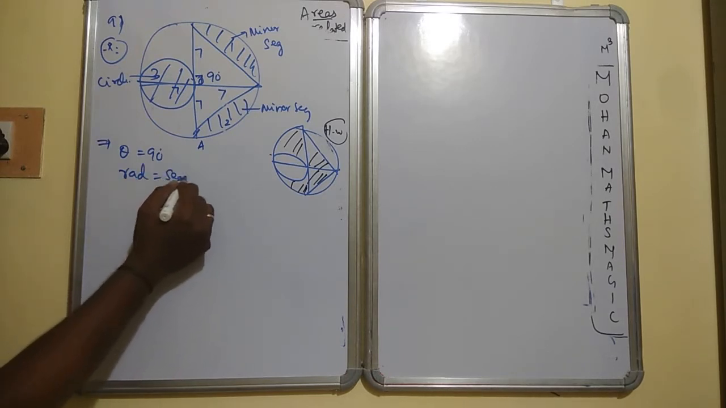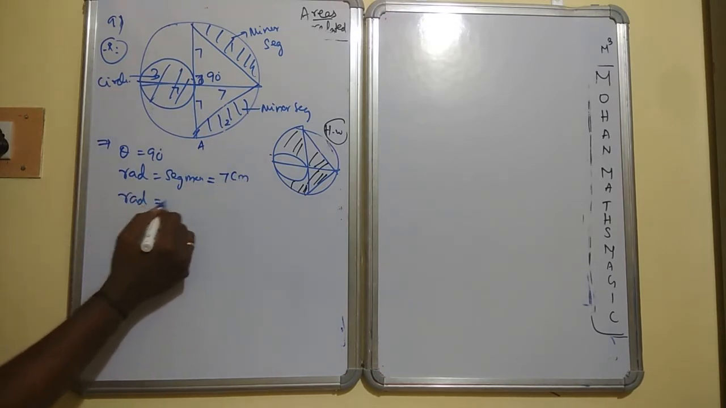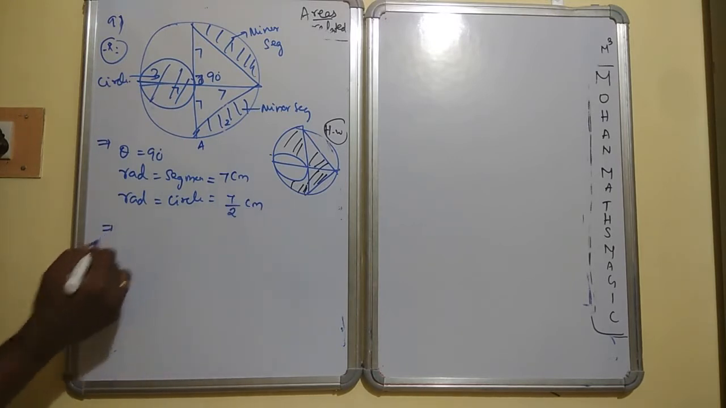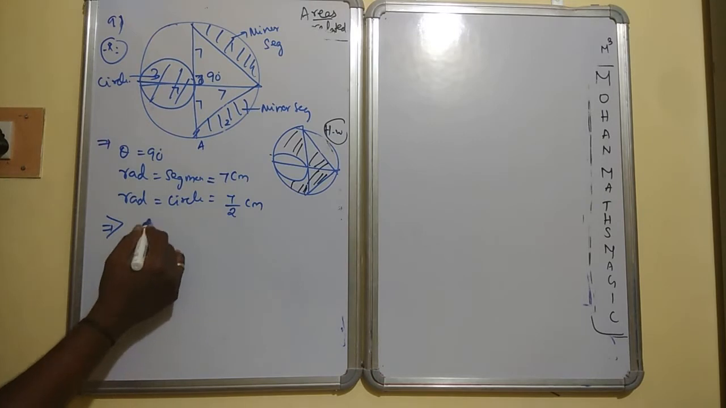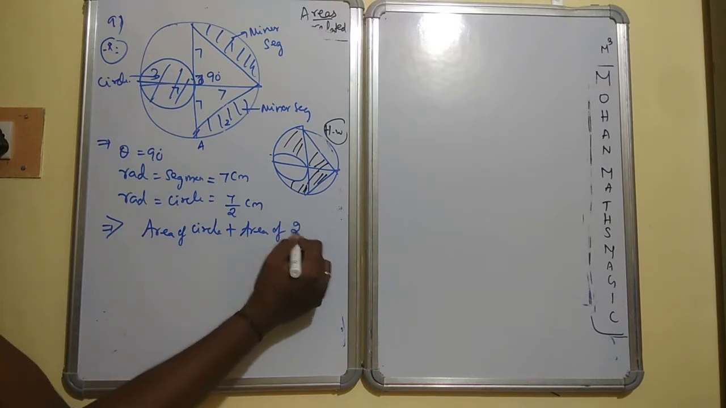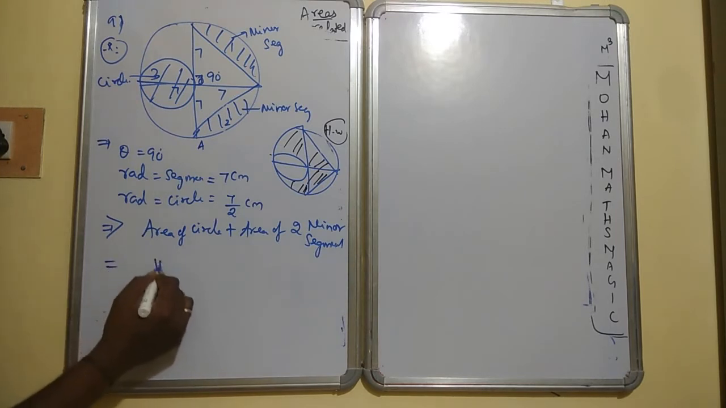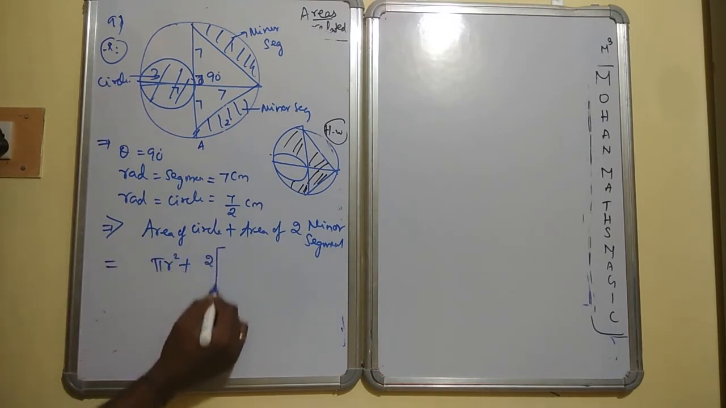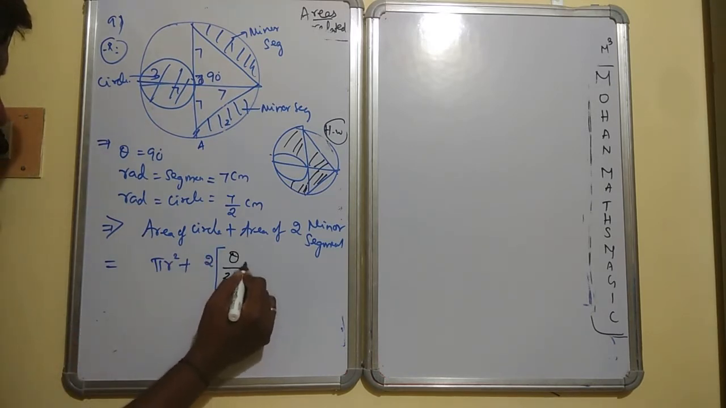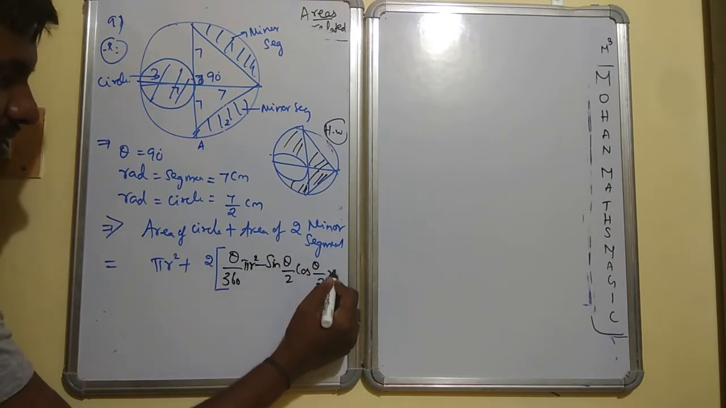Radius for the segment is 7. Radius for the circle: diameter 7, so radius 7 by 2. Therefore, the final area is the area of the circle plus the area of 2 minor segments. Formula: pi r square plus 2 into the minor segment formula. Minor segment is theta by 360 into pi r square minus sin theta by 2 cos theta by 2 r square.